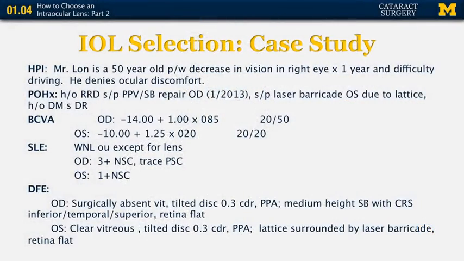Now, when we take in this situation, we also want to ask the patient their needs and desires at this point and also give them some information of what they could expect with their different options. So in this case, Mr. Lon, we see, has only a visually significant cataract in the right eye. His left eye is seeing 20/20 and not much of a cataract there, and so there's not a need necessarily to proceed with cataract surgery in both eyes.